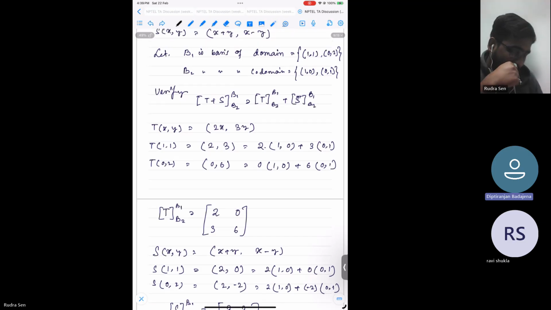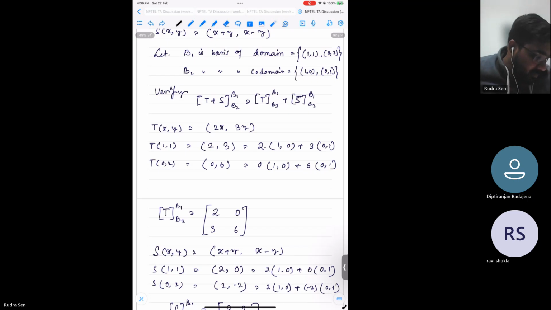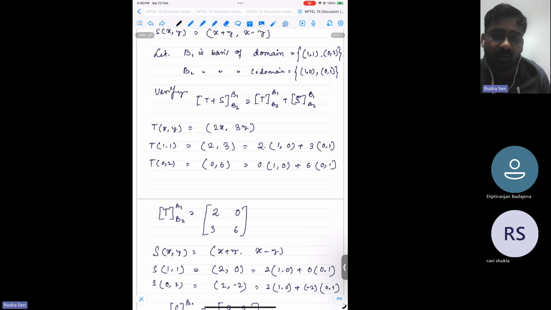Sir, you take B1 as the basis of the domain, 1, 1 and 0, 2. How is it possible? How is it possible, meaning? I mean, this 1, 1 and 0, 2, they are linearly independent, right? Because you can't express 1, 1 single-handedly with 0, 2. You can't express 0, 2 single-handedly with 1, 1.